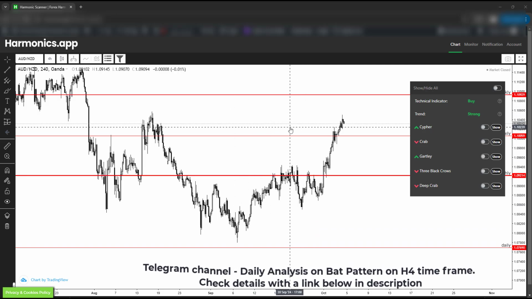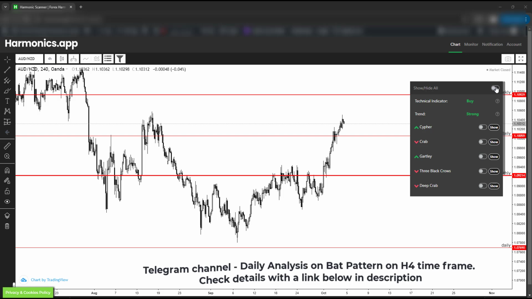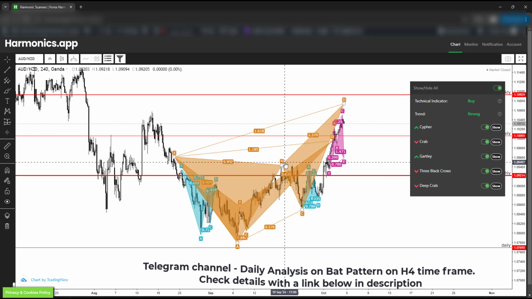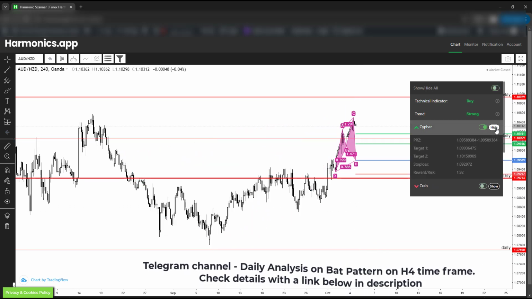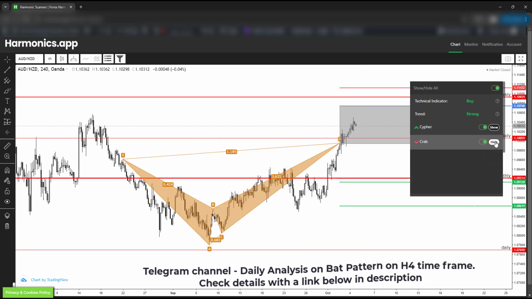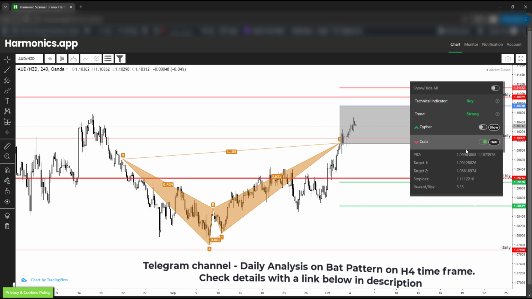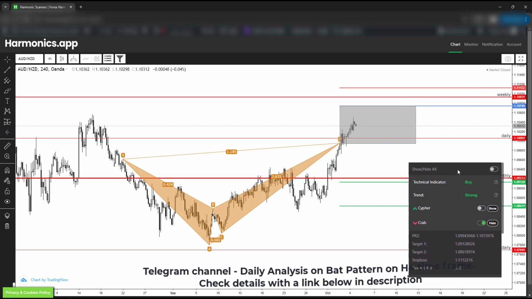Now, Harmonic SAP scanner gives you all the patterns. For example, if I activate them right here, you have all the patterns visible on the chart, where you can select each of these to show you on the chart all the levels. We can see that all these levels are very important.